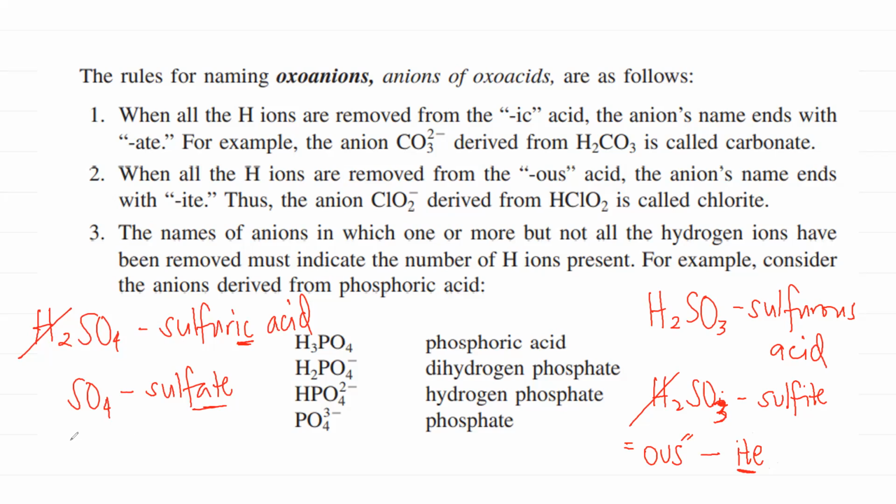Ito, ATE, ang partner niya ay IC. So pag IC ang ending ng name ng acid, pag tinanggalan mo siya ng hydrogen, ang ion niya na maiiwan ay ATE ang ending. So ATE siya. Sulfuric acid will become sulfate. Nakuha yon? O na ilahang pag-partner-partner ha?